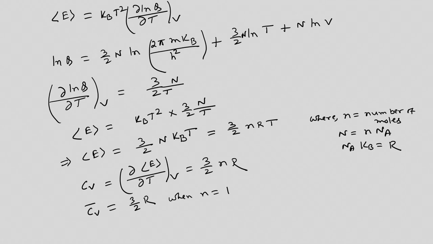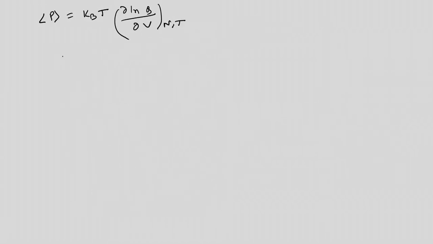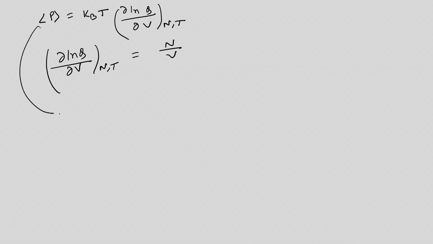So, average pressure is nothing but kBT del ln Q by del V at constant N and T. If we differentiate ln Q with respect to V at constant N and T, we get del ln Q by del V equal to N by V. If we substitute that there, we get average pressure is nothing but N kB T by V.